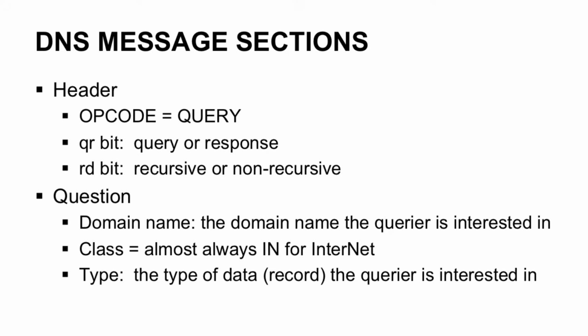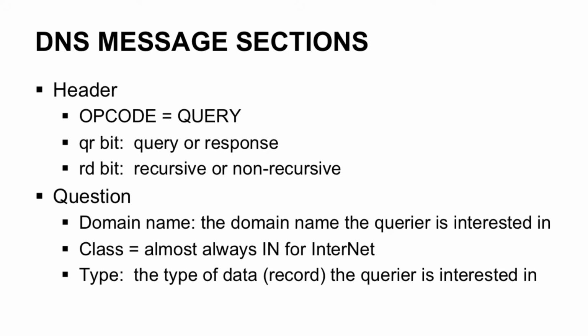And there's an RD bit, which stands for recursion desired. That determines whether this is a recursive query or not. In recursive queries, it's 1. In non-recursive queries, it's 0. The question section contains information about the query, specifically the domain name, the class of data, and the type of data the querier is interested in.